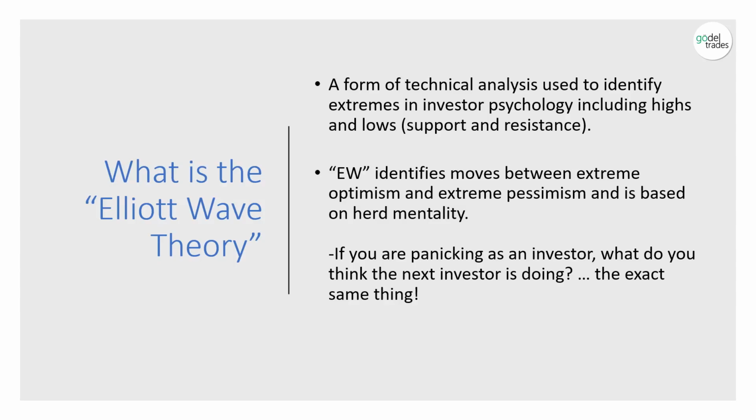What exactly is the Elliott wave theory? You are probably asking yourself, is it voodoo? Is it magic? Is it crazy? Well, it's a form of technical analysis used to identify extremes in investor psychology, including highs and lows. So essentially support and resistance, key reversal areas within the market. Elliott wave, or EW for short, identifies moves between extreme optimism and extreme pessimism, and it's based on herd mentality.